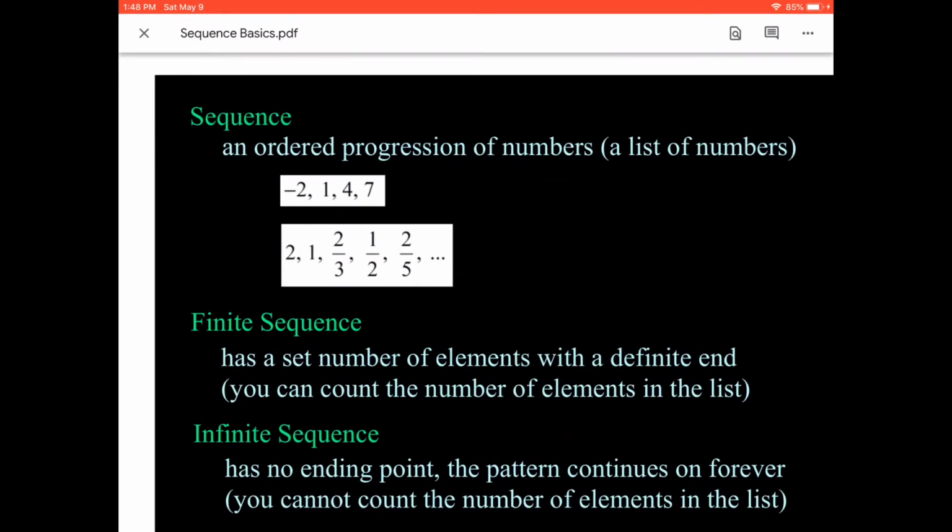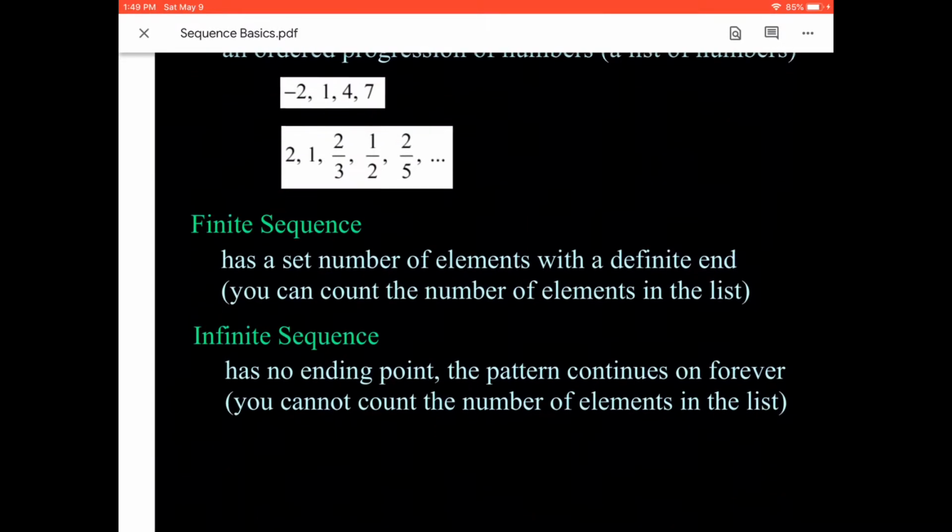First off, if we were just to define a sequence, we could say that it is an ordered progression of numbers, or even more simply, you could just say it's a list of numbers. And so here we have 2 examples. Negative 2, 1, 4, 7, and then our next one, 2, 1, 2/3, 1/2, and 2/5.